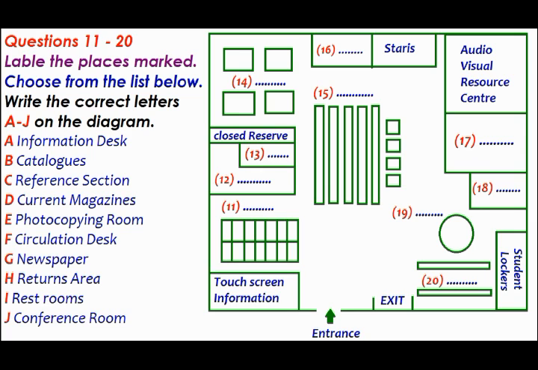Now, as we walk around this corner to the right, this large room on the left is the Audio-Visual Resource Centre. You can come here if you wish to listen to a tape or watch one of the library's videos. Next to the Audio-Visual Resource Centre is the photocopying room. There are 15 copiers for student use, and we've recently added a colour copier.